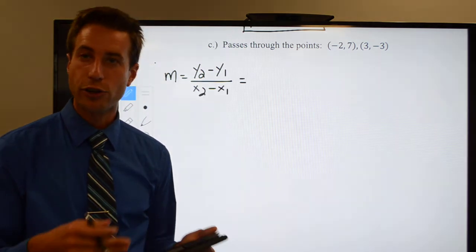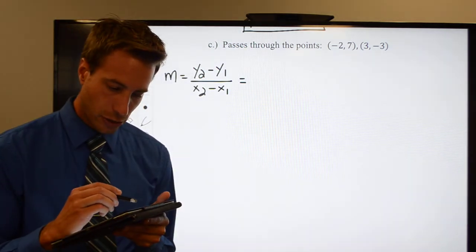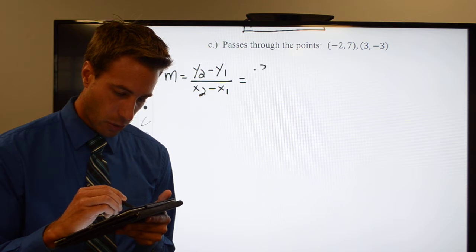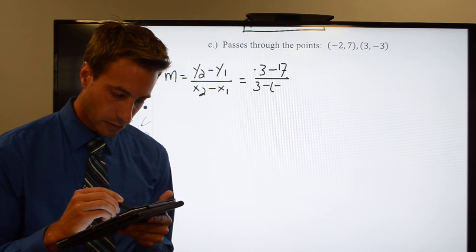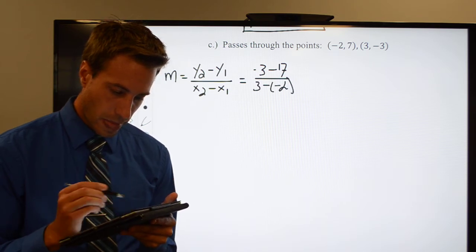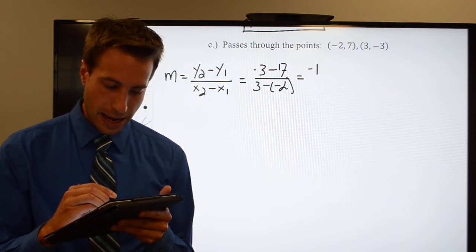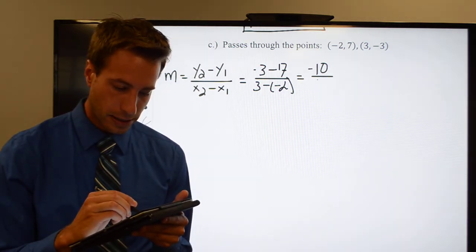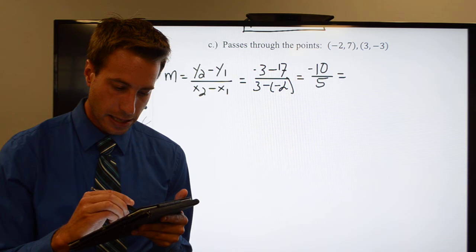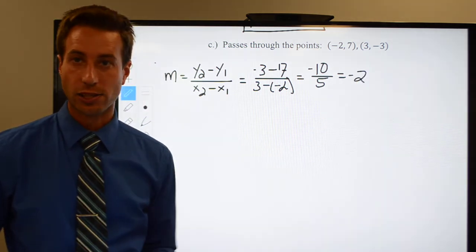Again, order doesn't matter. You can plug these in any way you want to. You're going to get the same answer. I'm going to do minus 3 minus 7 for my y's, and I'm going to do 3 minus a negative 2. Watch your signs. And what we wind up with when I add the opposite should be a negative 10. A negative 3 minus 7, add the opposite, negative 10, over a positive 5, which should come out to be a negative 2.